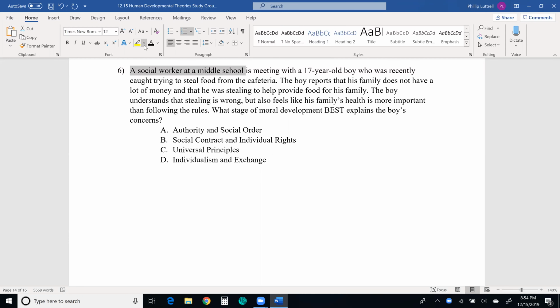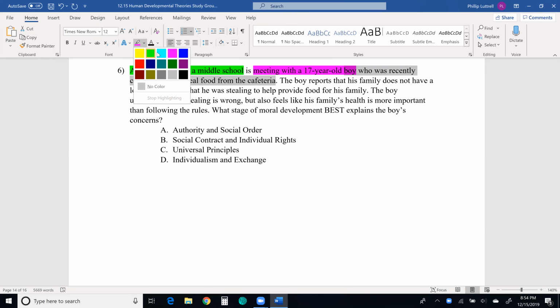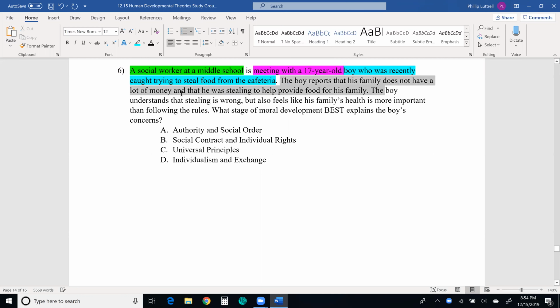So we're in a middle school, meeting with a 17-year-old boy who was recently caught trying to steal food from the cafeteria. The boy reports his family does not have a lot of money and he was stealing food to help provide for them. He understands that stealing is wrong, but feels like their health is more important than following the rules. So, what stage of moral development best explains the boy's motives? Let's peel back each stage.